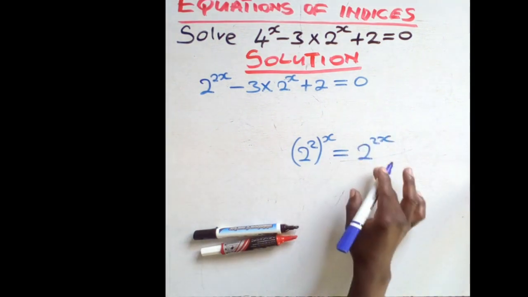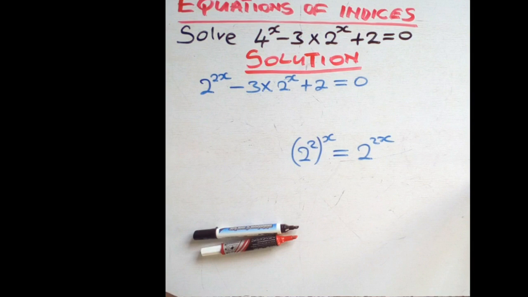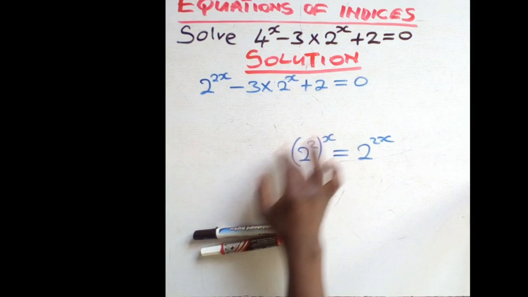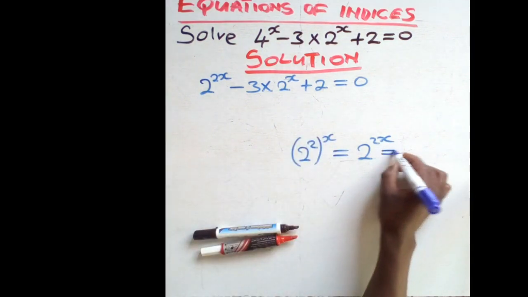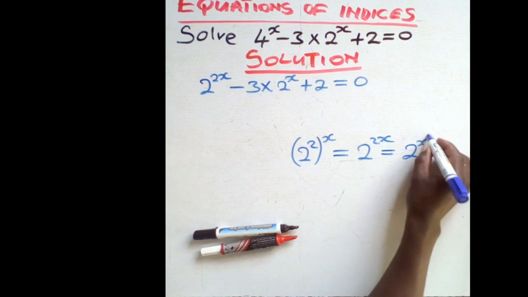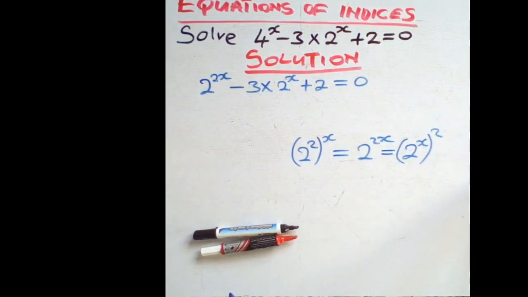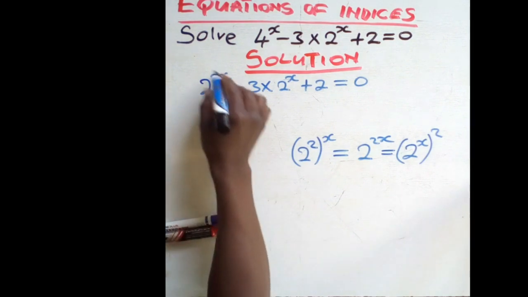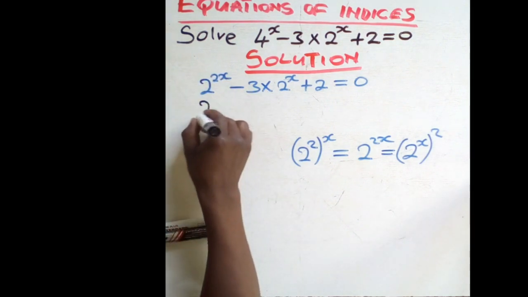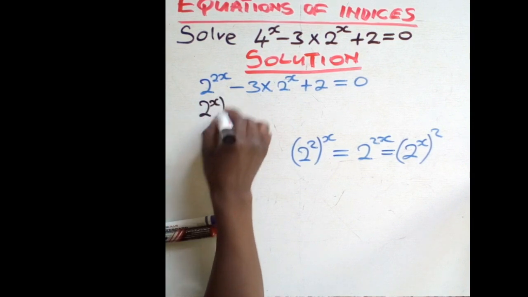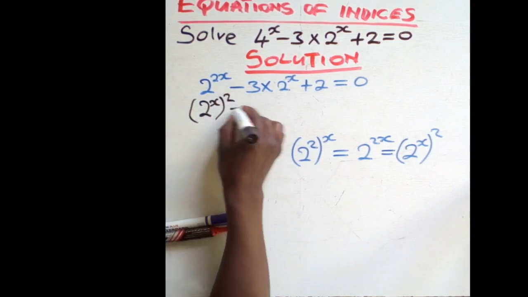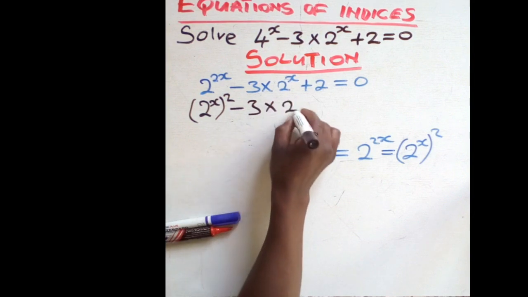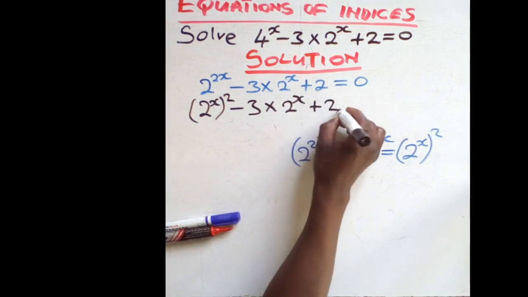Then this same 2 to the power 2x can be broken down. If we have to break it down, we write it as index of an index, like in this form. Then it means it can also be written as 2 to the power x, then to the power 2. It's still the same thing. So let us break it down to that standard. Then what are we going to have? We are going to have 2 to the power x, then in brackets like that, to the power 2 minus this 3 times 2 to the power x plus 2 is equal to 0.